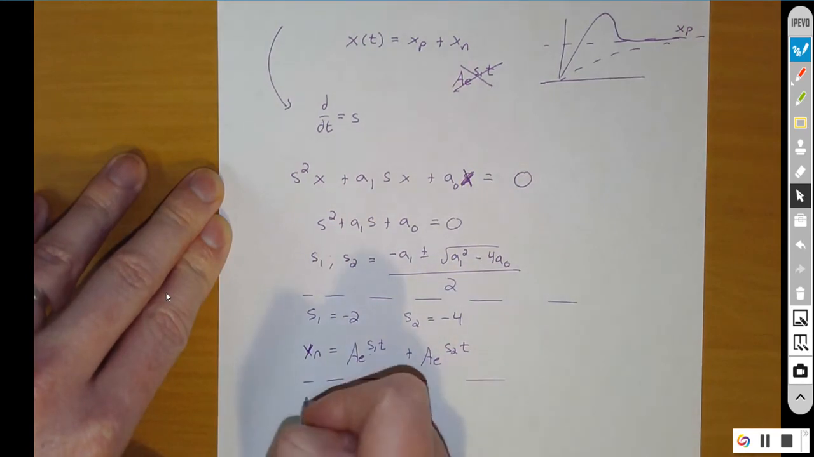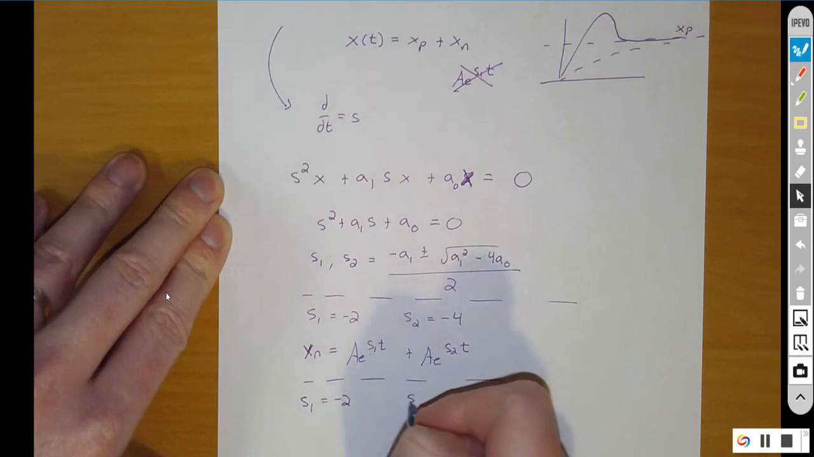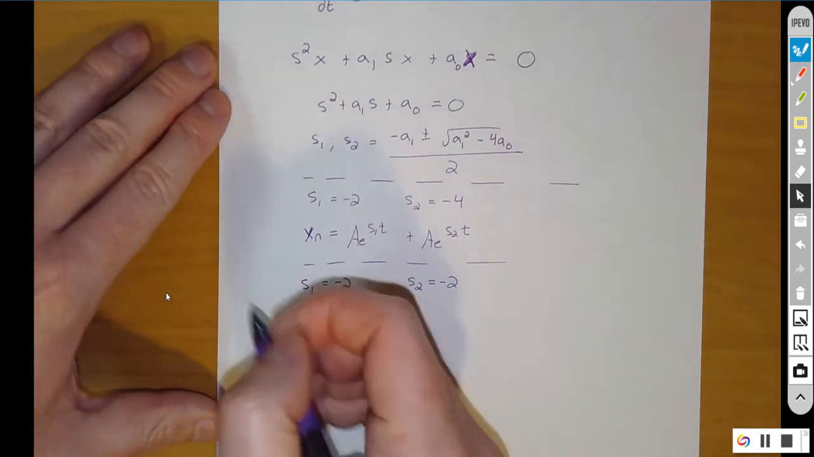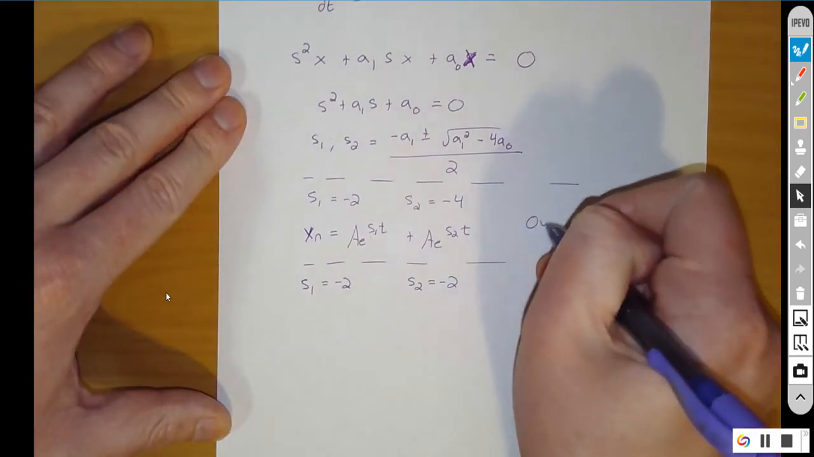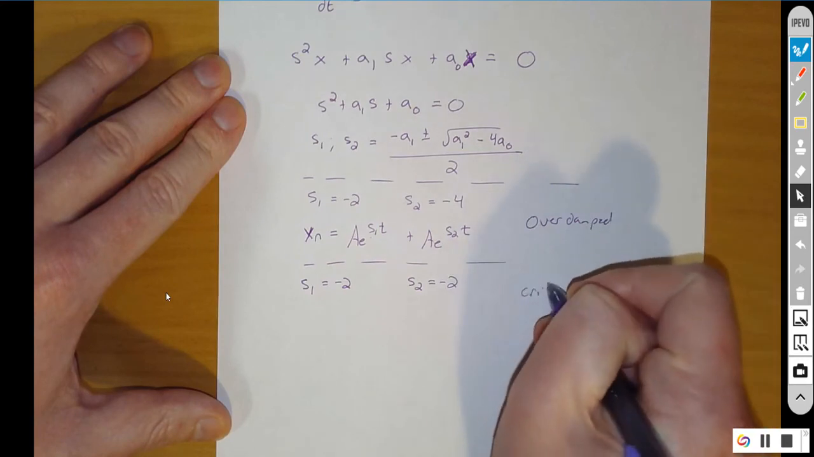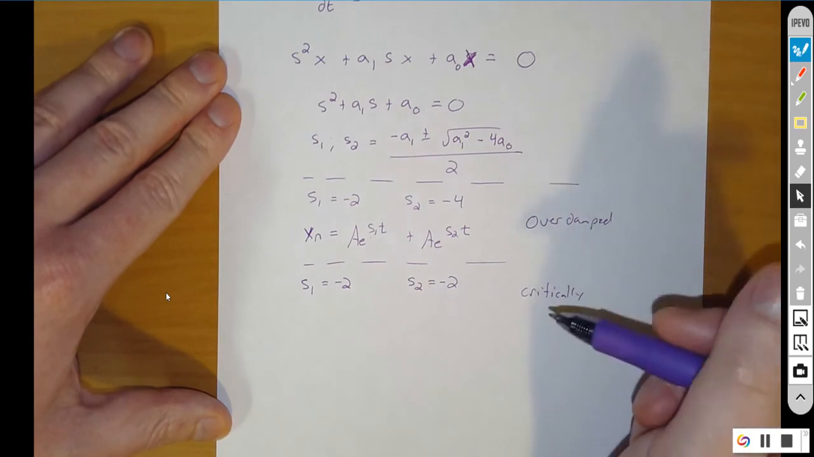Alright. Now, what if they're the same thing? What if I have an S1 is -2 and an S2 is -2? You can get that where both of them are real, but they're not distinct. They're the exact same number. So this is overdamped. This is critically damped. So this is like perfect. It'll get there as fast as it can without overshooting.